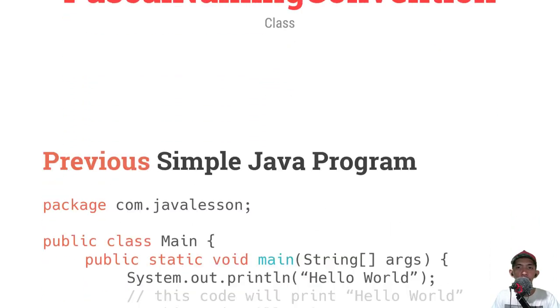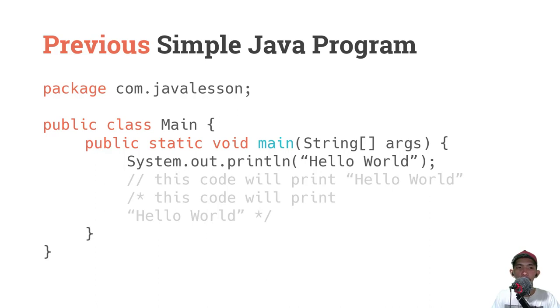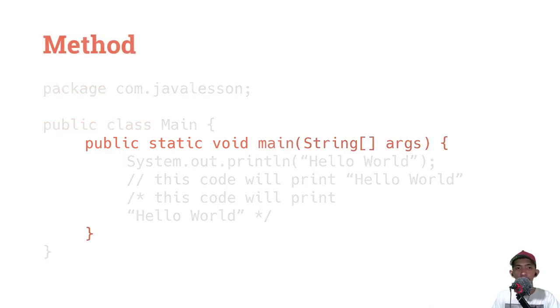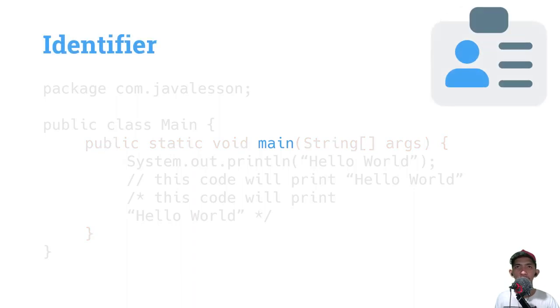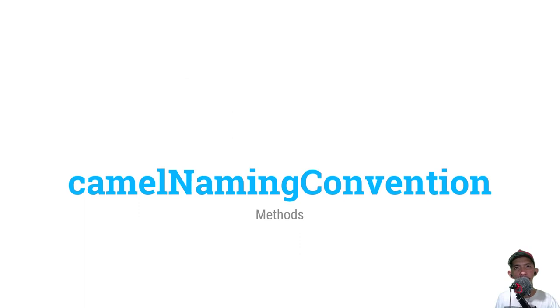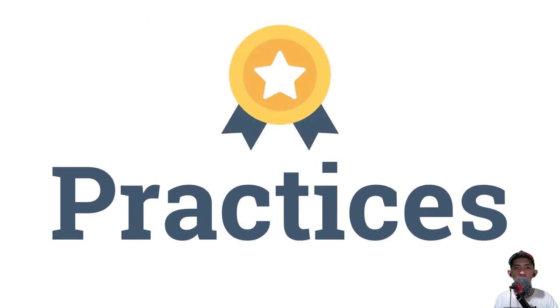So, in our previous simple Java program din, pinakita ko doon yung method. So, dito, yung public static void main string args, yung main na word ulit, yun yung tinatawag natin na identifier. So, ang ginagamit naman nating naming convention for method is yung camel naming convention, wherein yung first letter ng first word ay maliit, and then yung the rest, yung mga first letter nila, ay nasa uppercase. So again, those are practices lang. So, tinutulungan tayo or it helps us not to create an error.